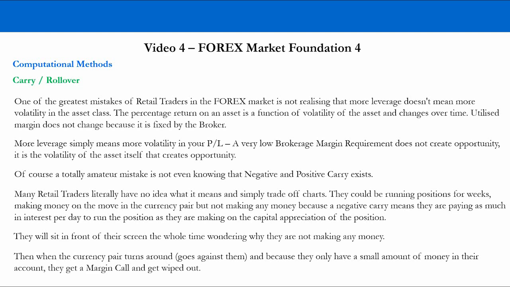to run the position as they're making on the capital appreciation on the direction of the move of the currency pair. And obviously, it's even worse if there's a negative carry, it's leveraged, and the direction is called wrong. So you'll see in this 90-90-90 phenomenon that 90% of retail traders lose 90% of their money within 90 days. That's where the 90 days comes from, because they make mistakes like this, and they can literally sit in front of their screen the whole time wondering why they're not making money and start blaming people.